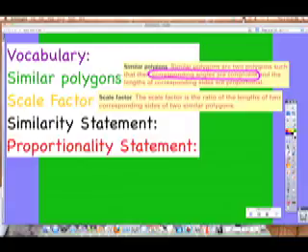Okay, the second killer thing you need to know about similar polygons is that their corresponding sides are proportional. That's what we did on our warm-up today. Something over something equals something over something. Sides aren't equal because one's small, one's big. Angles congruent, sides proportional.